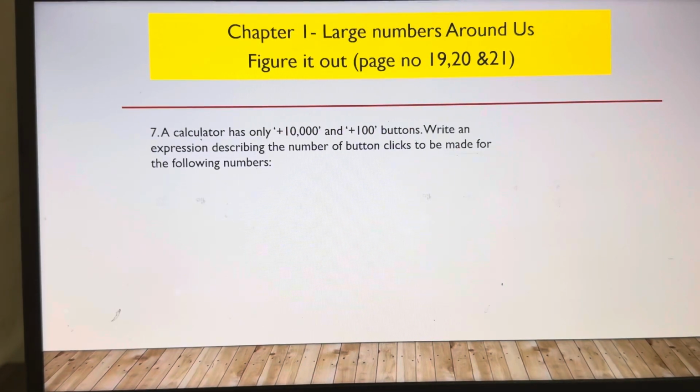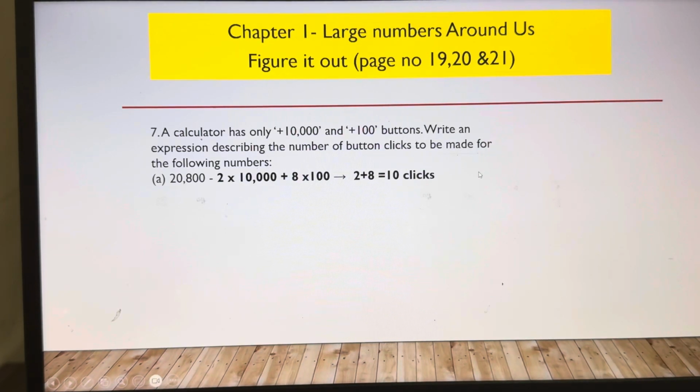Now question number 7. A calculator has only 10,000 buttons and 100 buttons, right? Now write an expression describing the number of button clicks to be made for the following numbers. That's your question. So we'll see the first one, 20,800, right? So 10,000's button you will click 2 times, so you'll get 20,000, and 100's button you will click 8 times. So total clicks will be 2 plus 8, that is 10 clicks. So in 10 clicks you will get this number. Remember, you have only 2 types of buttons.